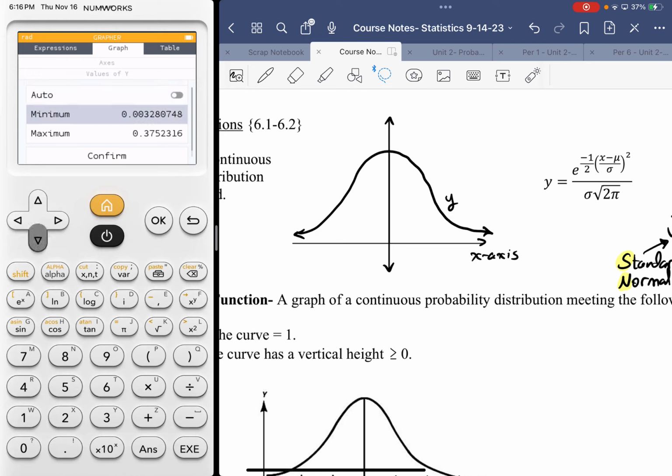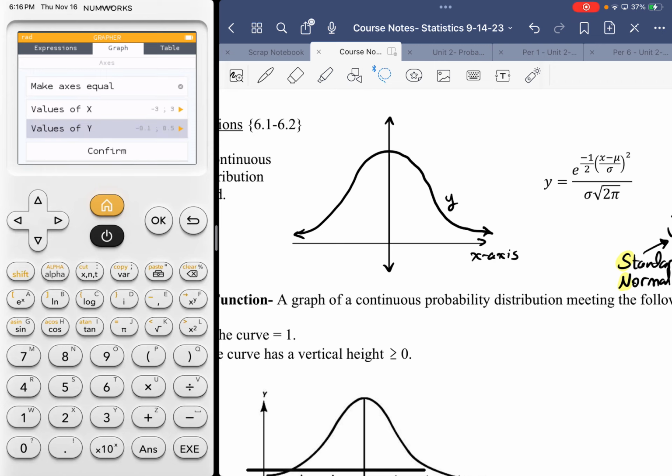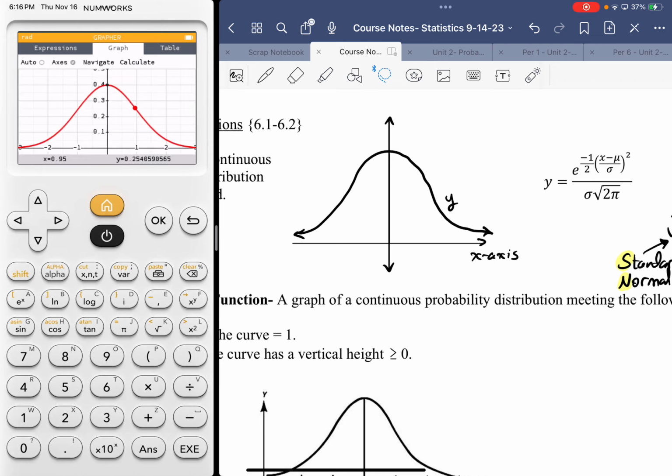So I'm going to set the low bound to something negative, something a little bit below, maybe like -0.1, and then above, something like 0.5. I only know that because when it first graphed, I saw that it crossed the x-axis around 0.4-ish. So I like to give myself a little extra space on the high side. Then when you confirm it twice, it gives you a really nice looking picture.